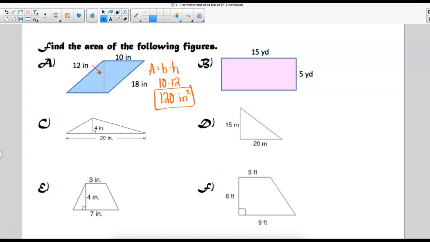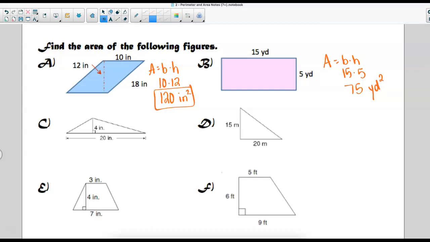Okay, letter B, what shape is that? Rectangle. How do we find area of a rectangle? Area again equals base times height. So 15 times 5. At that point, we're grabbing our calculator. 15 times 5 is 75. How do I label it? Not just yards. Square yards, or yards squared. You gotta have the little 2 on it.